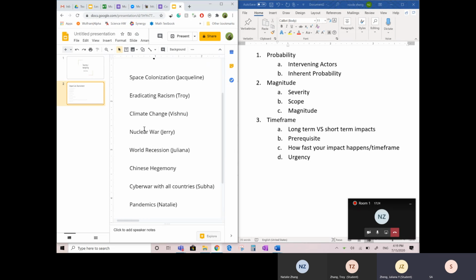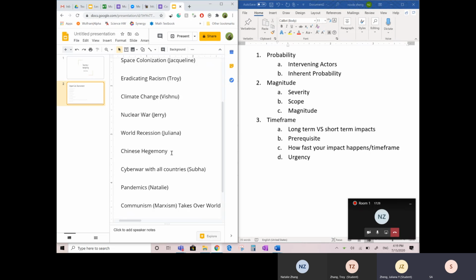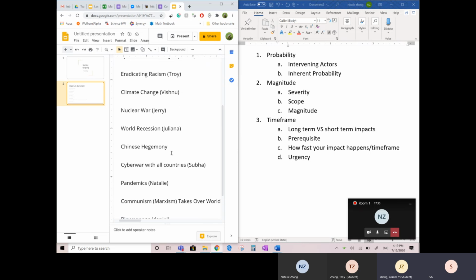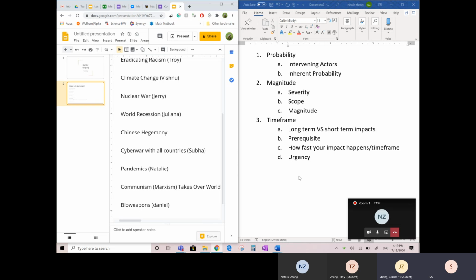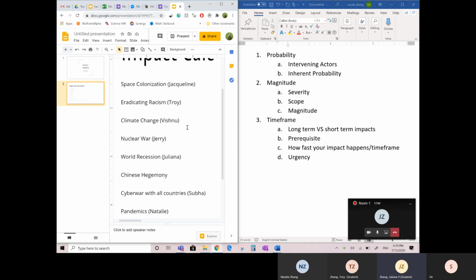Do you want to compare it, world recession, to maybe eradicating racism, or do you want to talk about it against nuclear war? Against nuclear war. Okay, yeah, because I think nuclear war will be a really big impact.